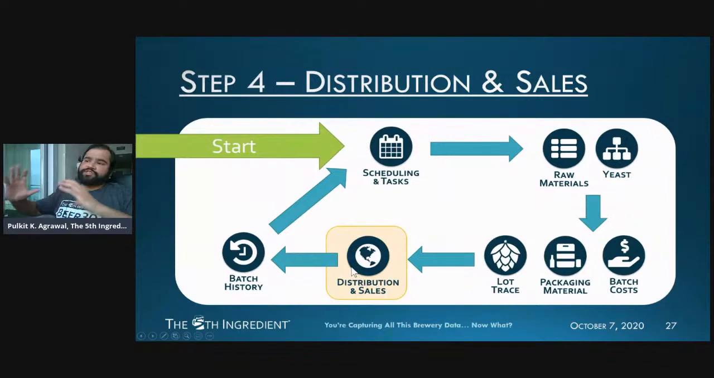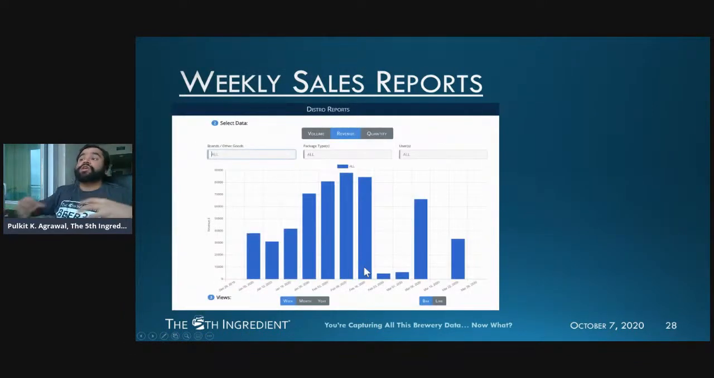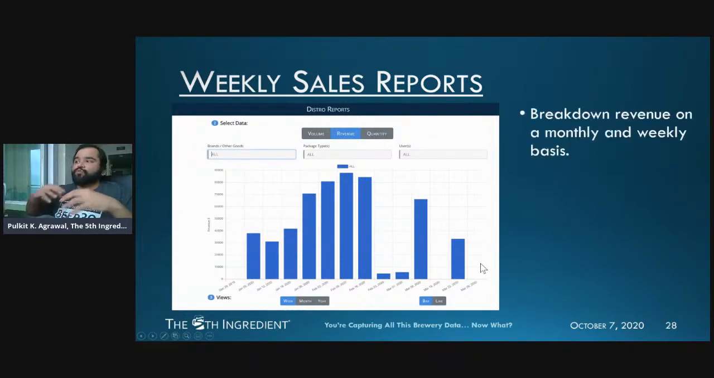From there, let's go into step 4 of this whole traceability loop, which is looking at distribution and sales. And what really ties in here very nicely is looking at weekly sales reports, right? This is, again, a screenshot from Beer 30, where you're able to pick a start date and end date. In this case, I just wanted to look at all my data from Q1, right? And what's really awesome is that I can start breaking down my revenue that's happening across all my different sales sources on a monthly and weekly basis.